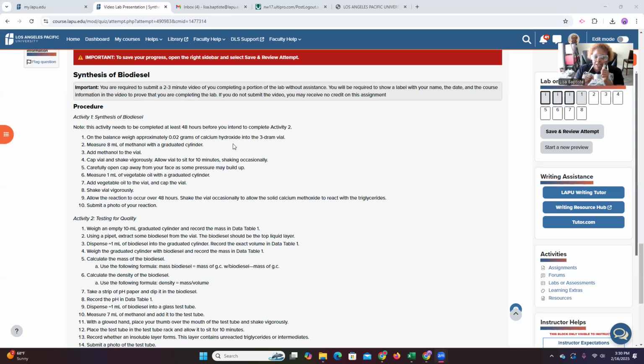Then you want to carefully open the vial, okay? This is going to have some pressure in it because you've been shaking this liquid, so it's going to build up some pressure. You know when you open up, say, a soda can and there's pressure in there, it's going to go, okay? So the same thing here.